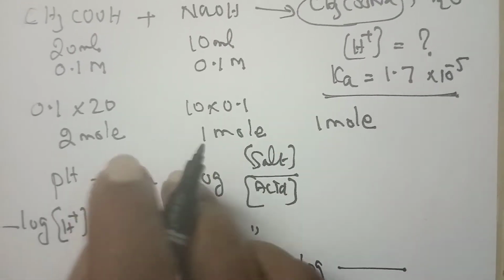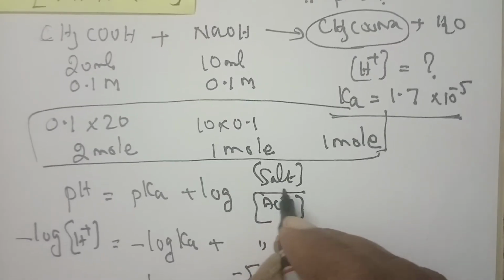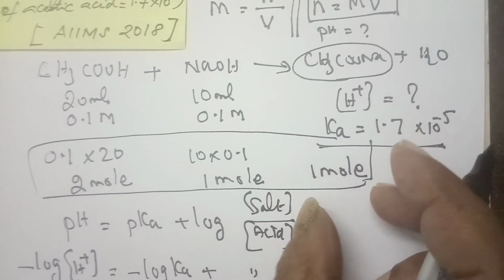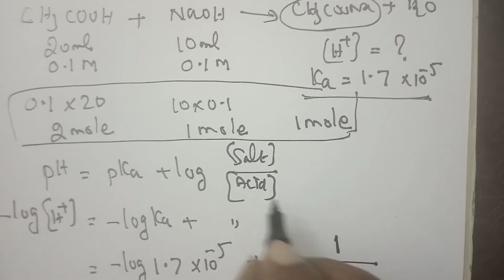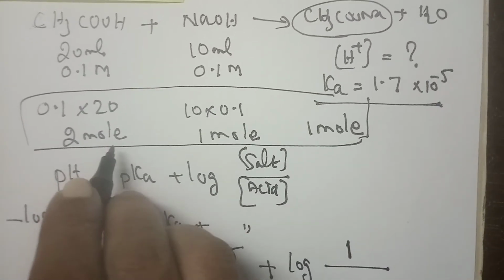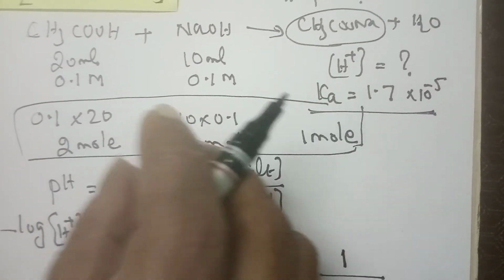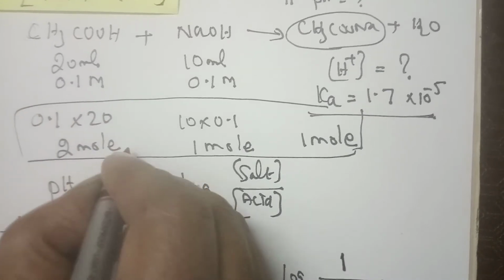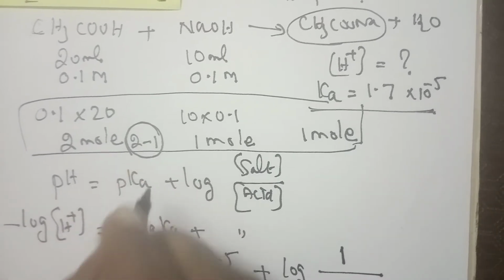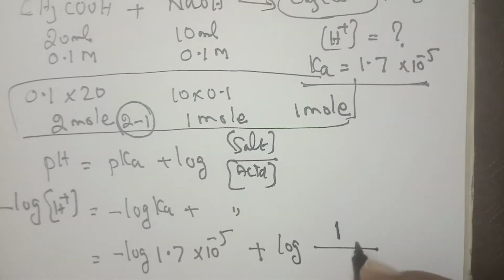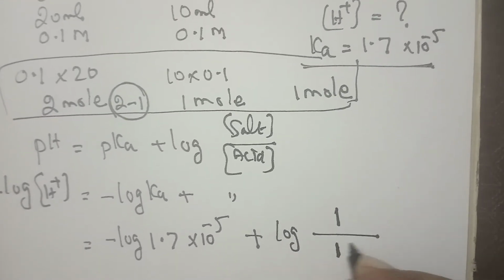Let us see this format and what is happening. The concentration of salt, this sodium acetate, is 1 mole. So write 1 as the concentration of salt. The concentration of acid: 2 moles of acid is initial, 1 mole is reacted, so the remaining is 2 minus 1. Let me write here 2 minus 1, this is the acid remaining at equilibrium. So the remaining concentration of acid is 1. Now log of 1 over 1 becomes equal to 0.